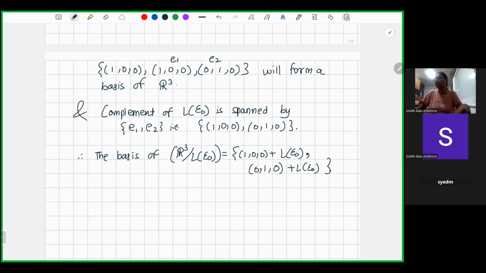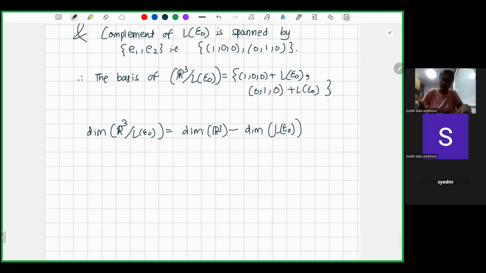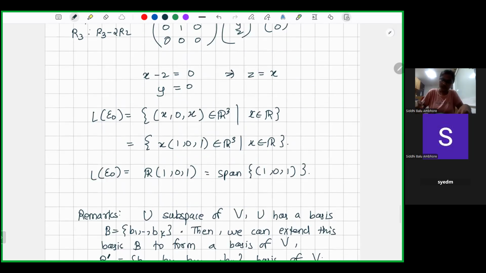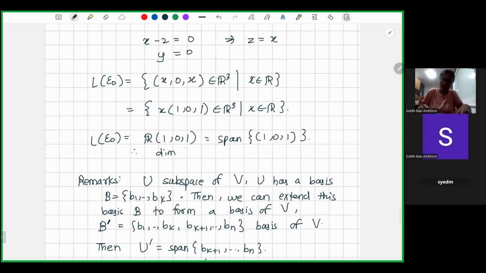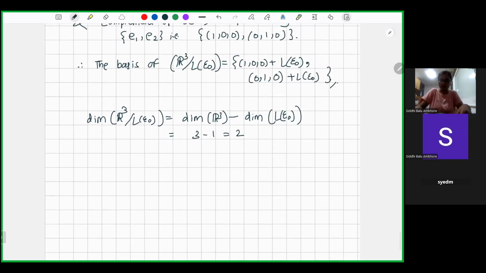Okay, and as we know, the dimension will be 2. The dimension of R3 quotiented by L epsilon naught will be the dimension of R3 minus the dimension of L epsilon naught. L epsilon naught is spanned by just one element, so its dimension is 1. So 3 minus 1 is 2, and we have two elements in the basis of R3 quotiented by L epsilon naught.